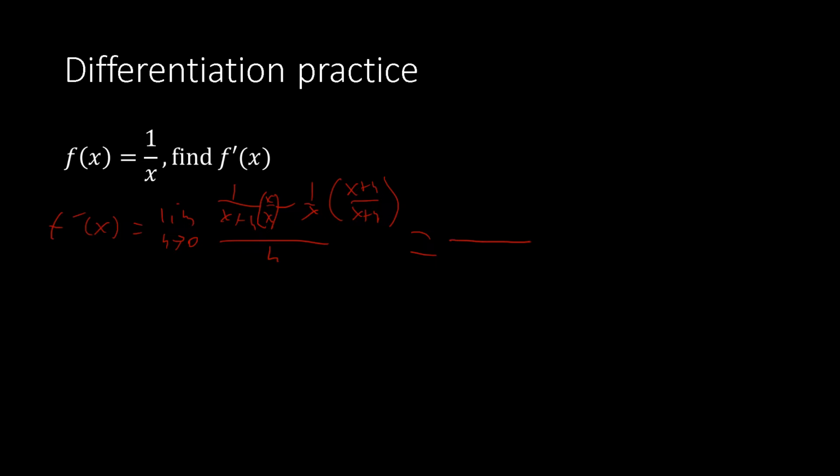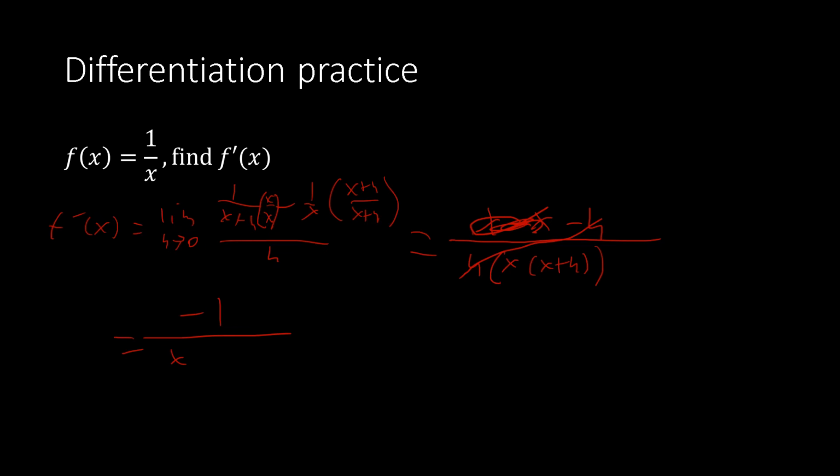So on the bottom, we're going to have h times, and then our denominator is going to be x times x plus h. Okay, now on the top, x times 1 is x, and -1 times x plus h is negative x minus h. So these x's are going to cancel, and this is going to become negative h over h, so we can cancel that. It's just going to become -1 over x.